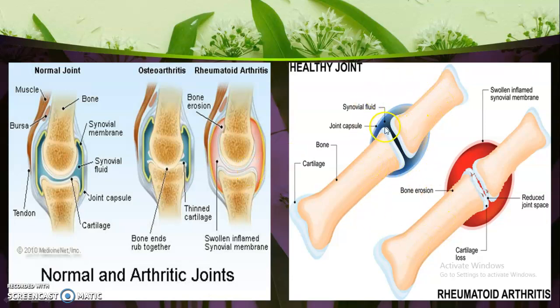In a healthy joint, synovial fluid is in adequate amount and there is no erosion of bones whenever there is a movement. In rheumatoid arthritis, the bones undergo erosion due to the loss of cartilage, and whenever there is a movement there is pain. The synovial membrane is swollen, with inflammation of that synovial membrane. So these are the differences between a healthy joint and a rheumatoid arthritic joint.